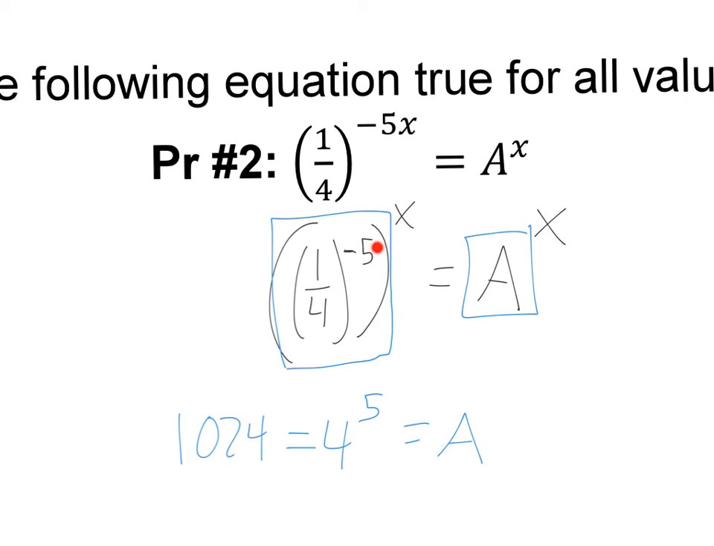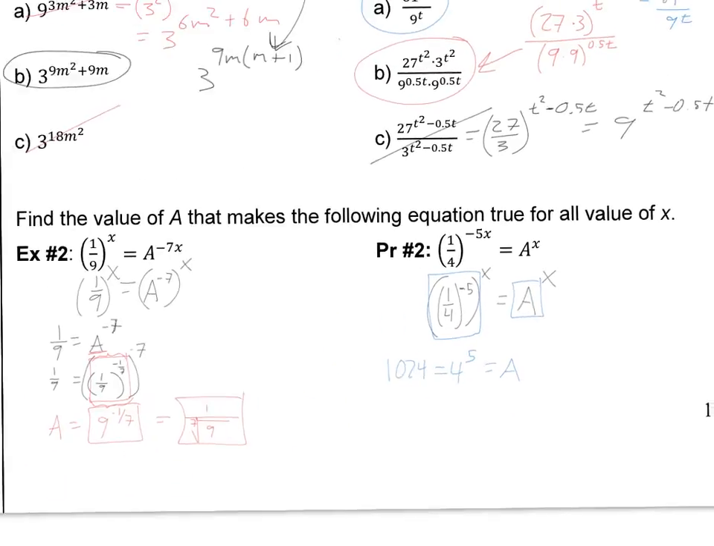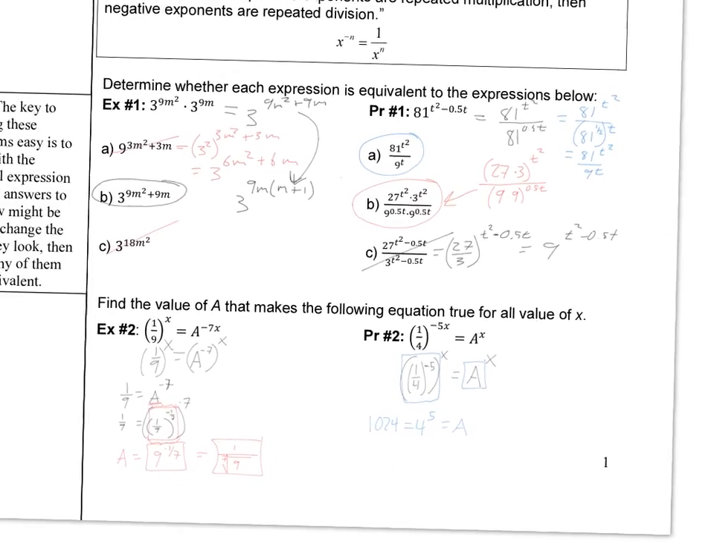And 1/4 to the negative 5, that's the same thing as saying 4 to the 5th, and 4 to the 5th is 1024. So all three of these actually would technically be correct. Maybe it's best to just simplify it, but I just want to show you that all three of those are correct. So I know it's a little bit tricky.